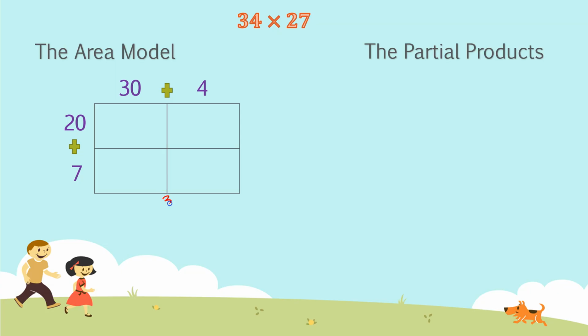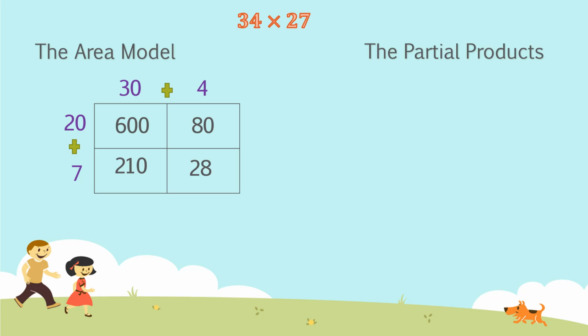And this would be a 34 by 27 rectangle, right? So the area of the big rectangle is the sum of the areas of all of those other ones inside. So let's go and find out the area of all of those inside. 20 times 30 is 600. 20 times 4 is 80.